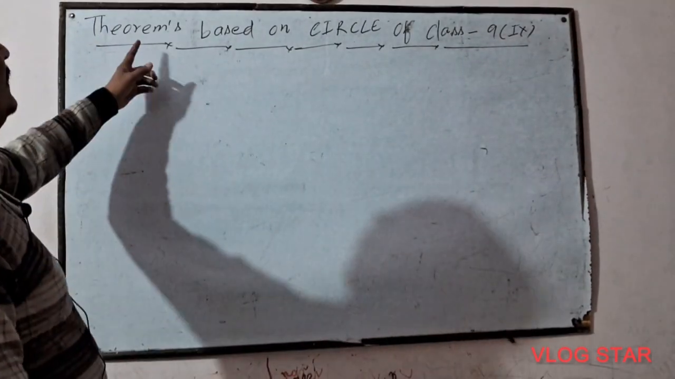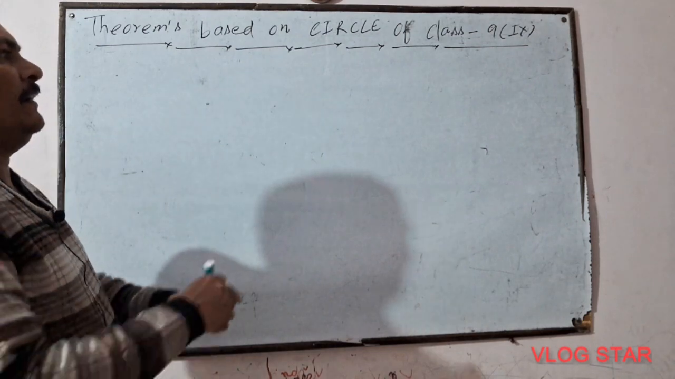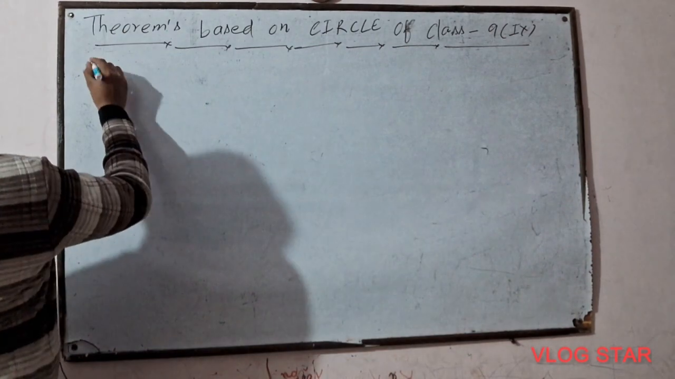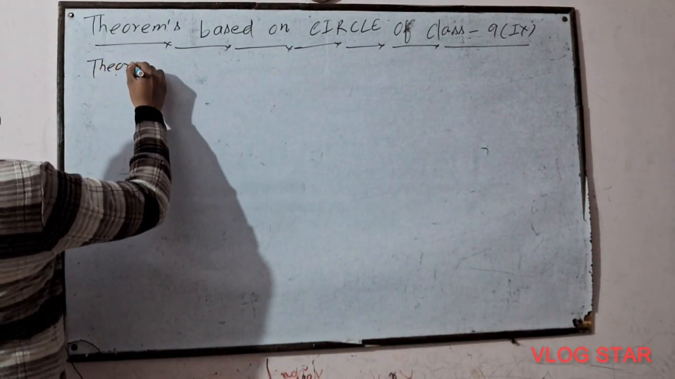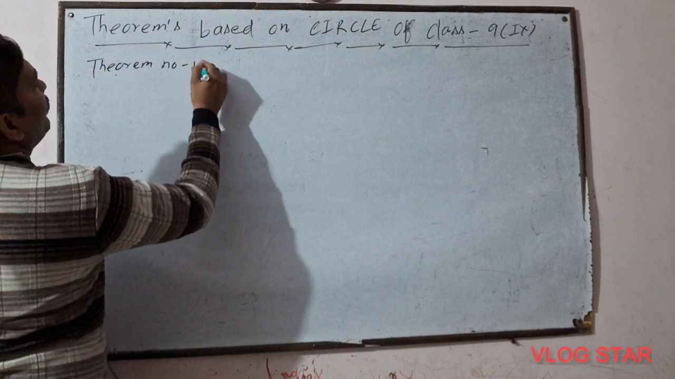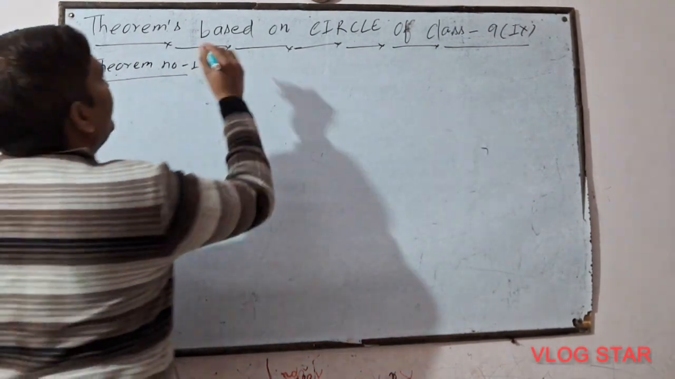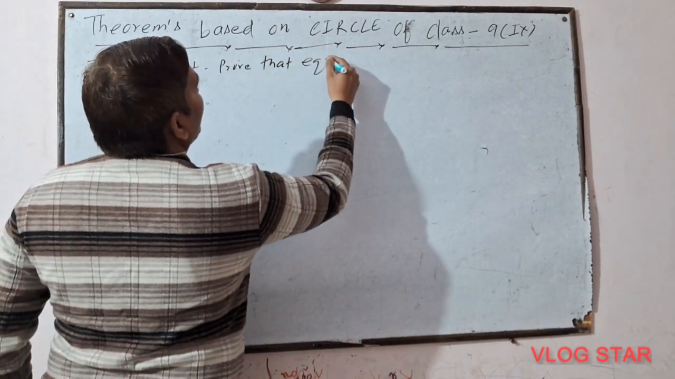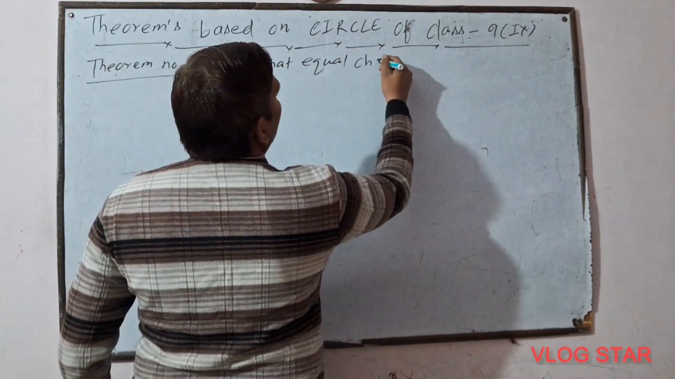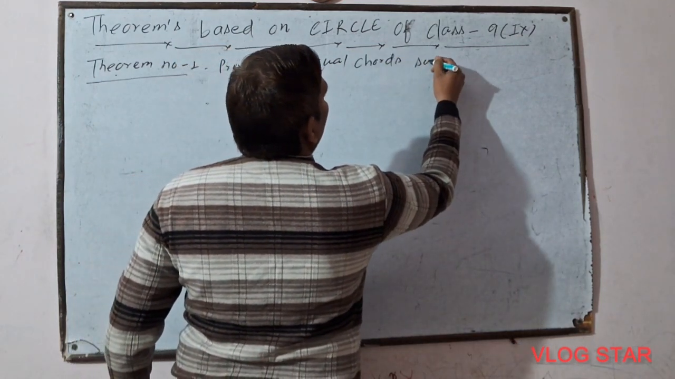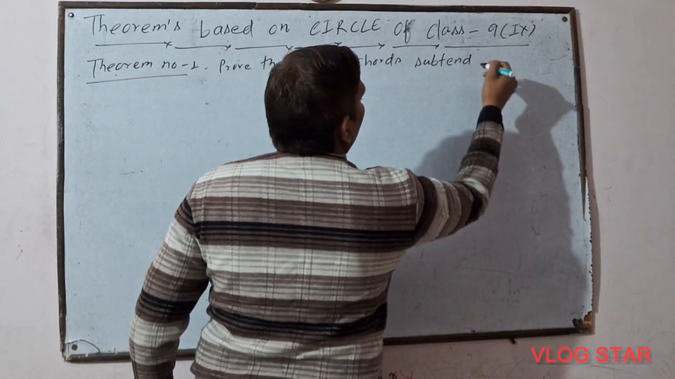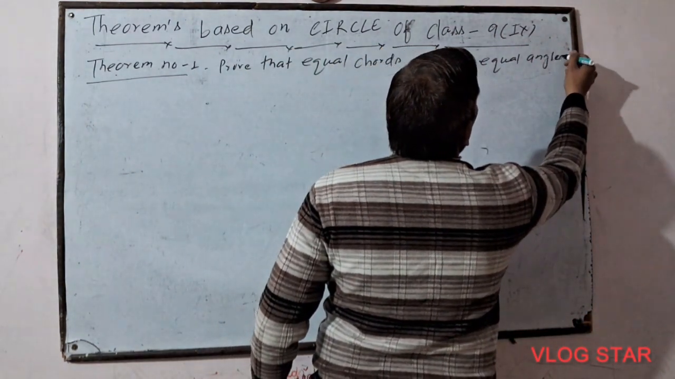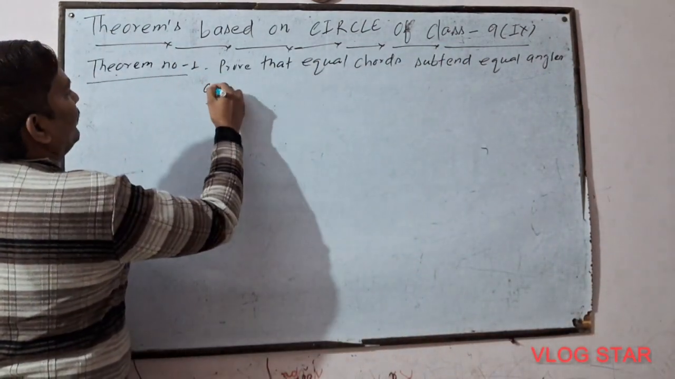Everyone, just see theorems based on the circle of class 9th. Now see, the very first theorem I am writing here, theorem number 1. Prove that equal chords subtend equal angles at the center of circle.